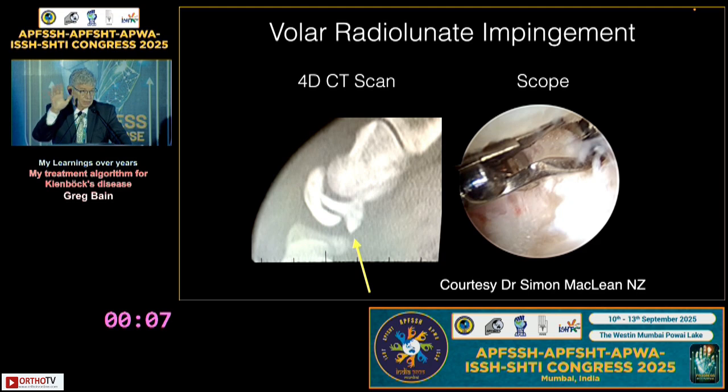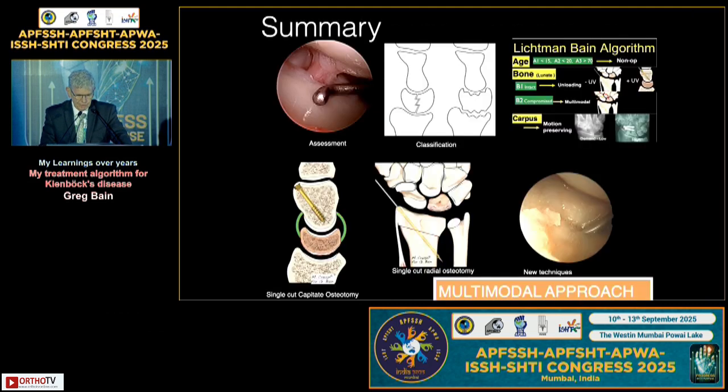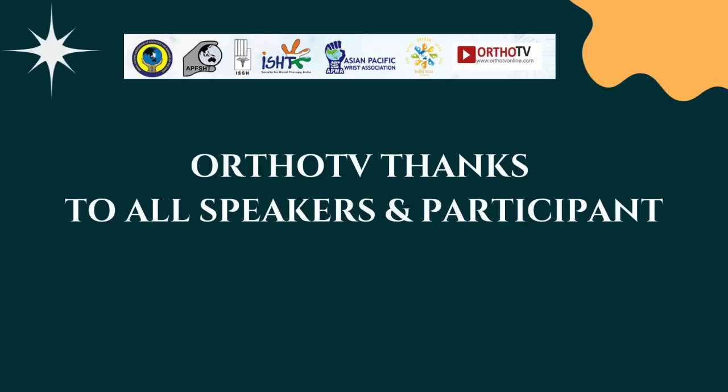The other example is an ulnar styloid impingement or impaction that can also be managed arthroscopically to be able to manage these cases. So in summary, I think the assessment's important using arthroscopy and imaging. The Lichtman-Bain algorithm, I think, is very useful. Capitate shortening and radial shortening osteotomies are very useful as well. Thank you very much.